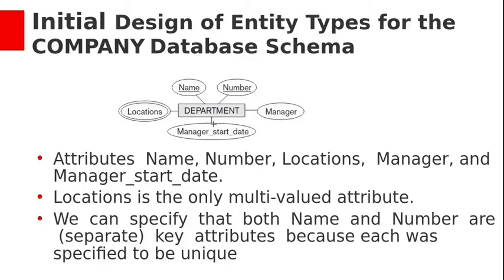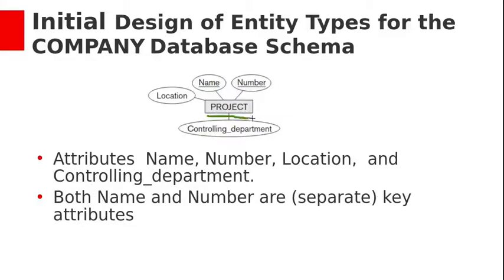Department. Entity type department with attributes name, number, manager of department, and manager start date. And we already saw that a department can be in several locations. Here this department name and number both are key attributes because both have unique values for each department.